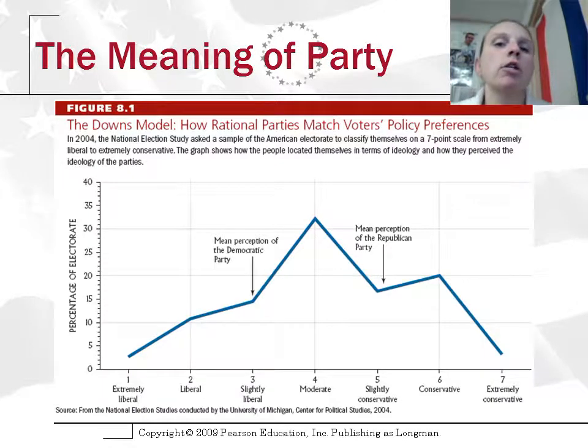Here's the Downs model, and it shows basically how voters vote. In 2004, this was a national election study done where it asked people on a scale of 1 to 7, 1 being extreme liberal, 7 being extreme conservative, where they feel that they would lie. If you're looking, and we've known this for a very long time, most people, the plurality of people, consider themselves to be moderate, and then it kind of bells out from there, just like any type of bell curve. If you look on the left-hand side, you're seeing the mean perception of the Democratic Party, the mean average, and then, of course, the average of the Republican Party on the right. And as you can see, they're pretty much, on average, slightly liberal or slightly conservative, so they don't really skew too far from the center.